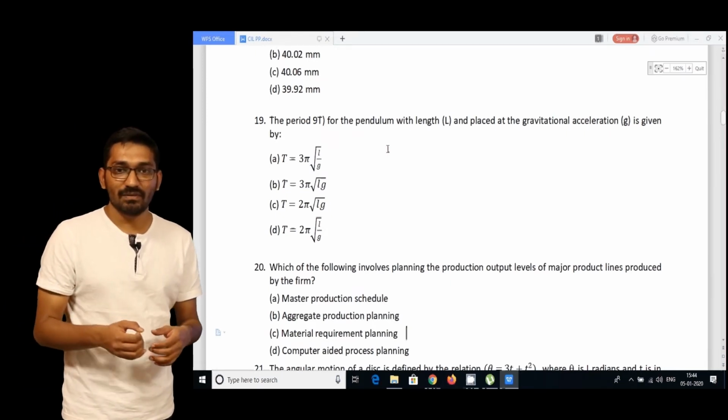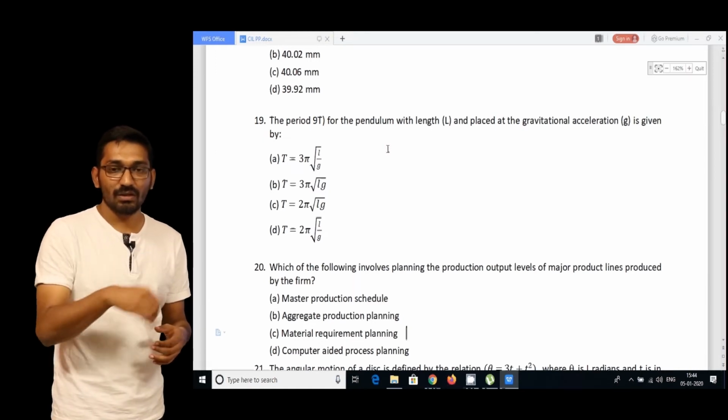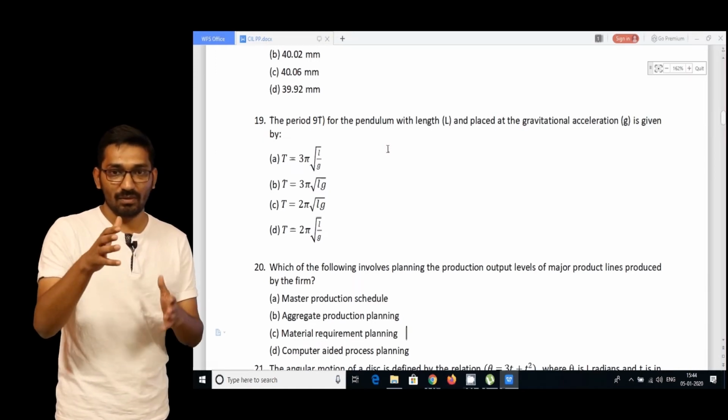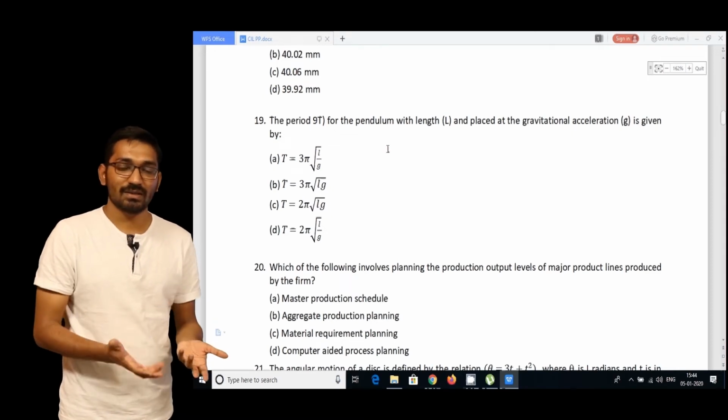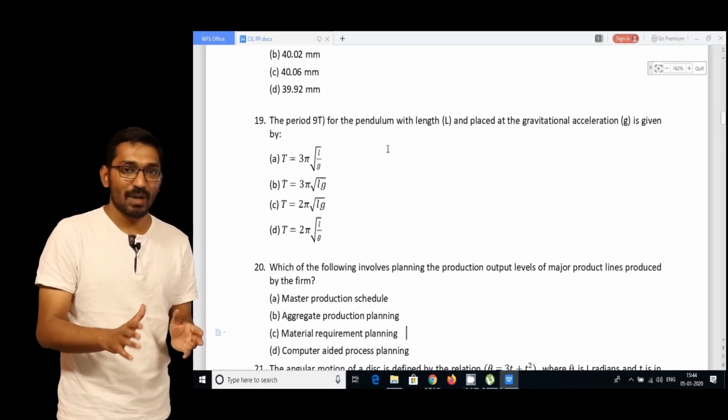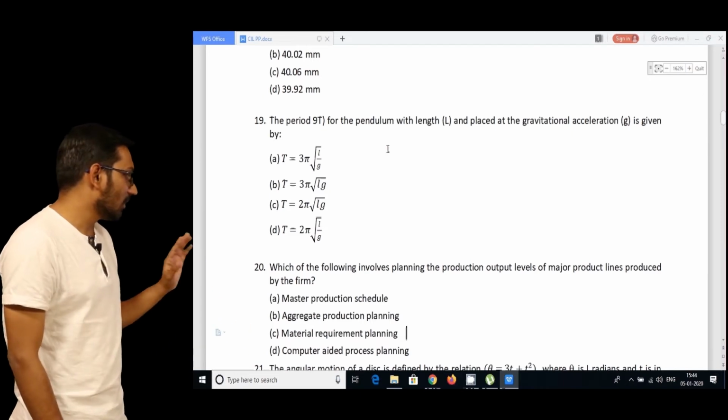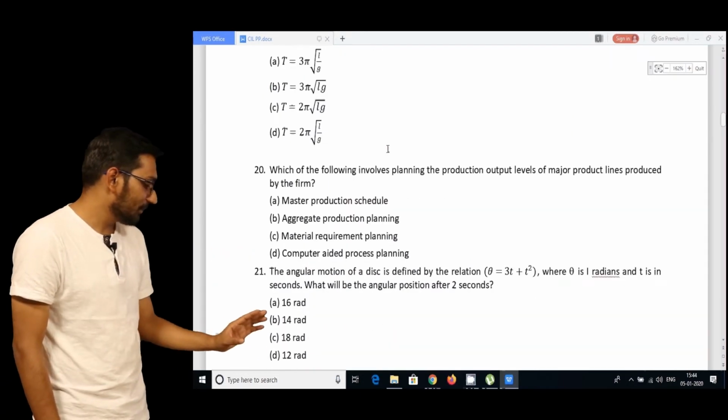A pendulum is given and it is oscillating in consideration of gravity force. Then the direct formula is there, that time period is equal to 2 pi under root L over g. So the formula will be, the option will be D.